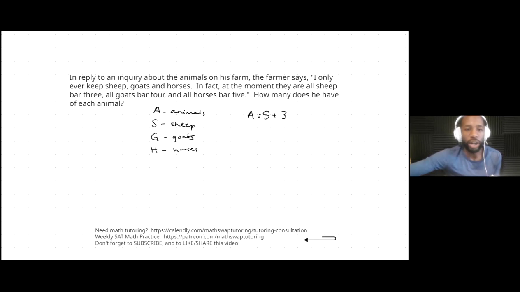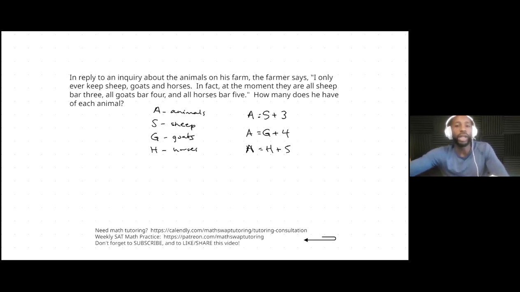Then it also says they're all goats, bar four. So goats plus four, and horses, sorry, horses, bar five. So when they say bar, it sounds like they're saying except for. So how many does he have of each animal?